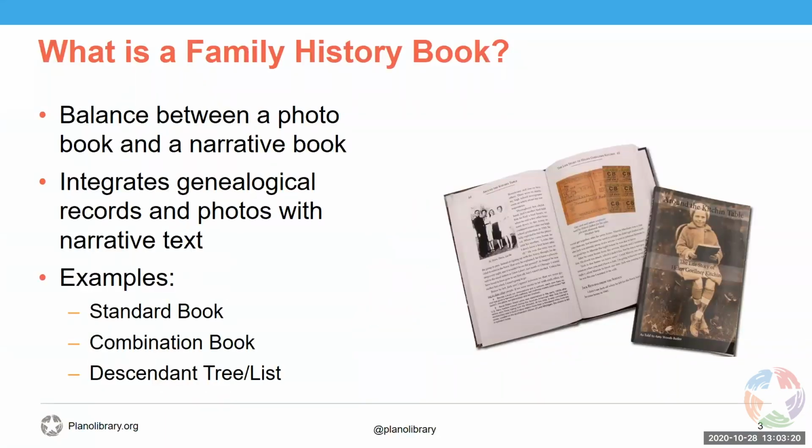So what is a family history book? It is a balance between a photo book and a narrative book. A photo book tends to be a short book that focuses mainly on pictures, while a narrative book is a longer book that is mainly text. So a family history book is an integration of these two with genealogy records and photos with narrative text. An example would be a standard book, a combination book, or a descendant tree list.